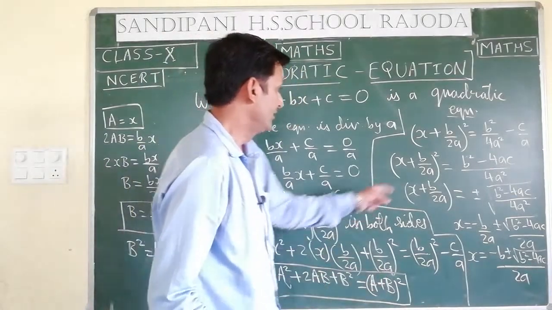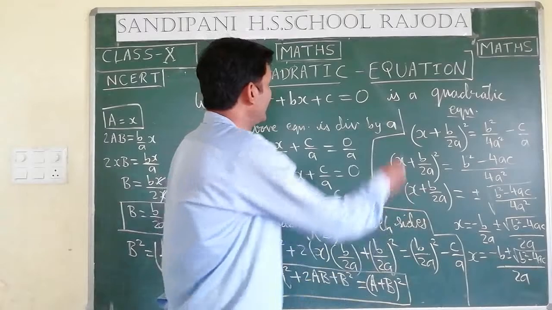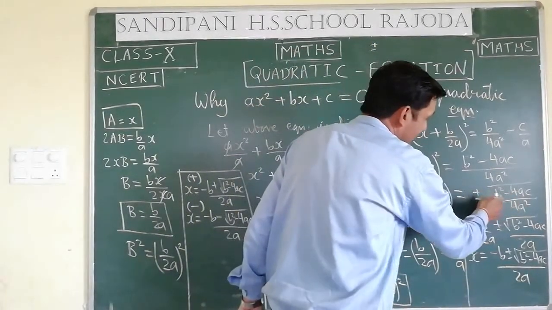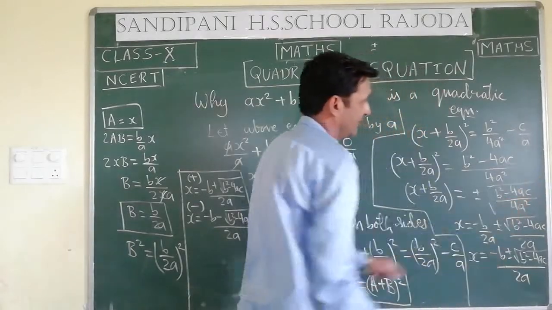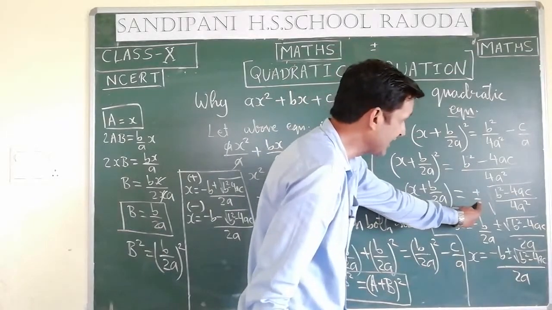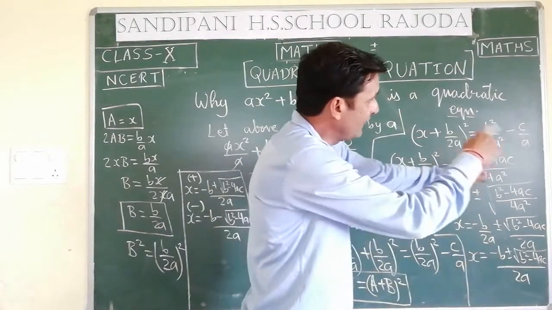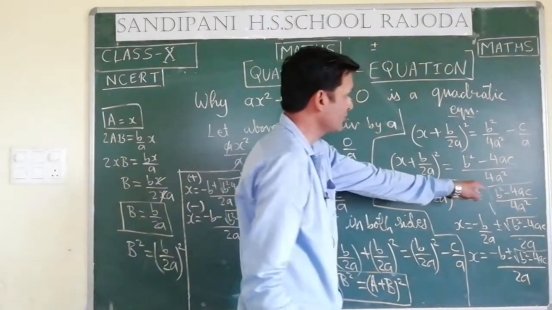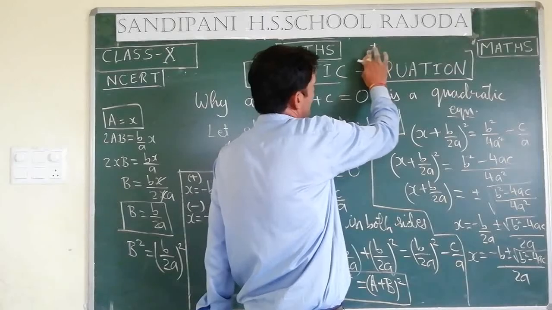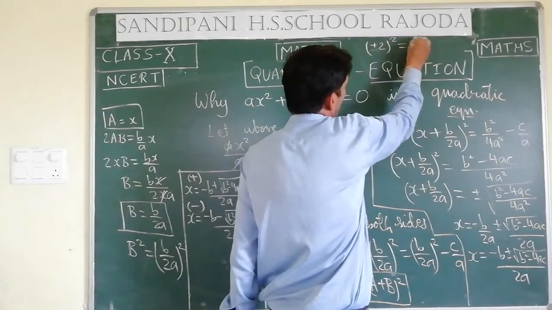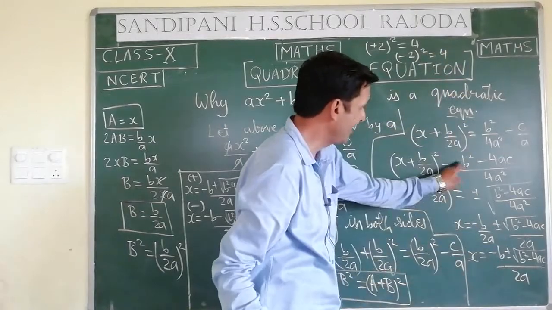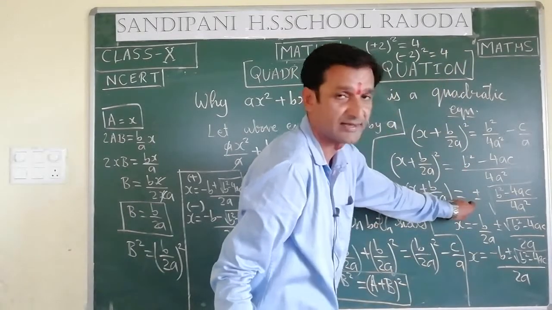Suppose the square root is removed, and we are squaring the positive part of this, then it will be b square minus 4ac upon 4a square only. And if we take the negative sign also and then square it, in that case also the square is this value only, because plus 2 square is also 4 and minus 2 square is also 4. That's why we have to take both plus and minus signs here.